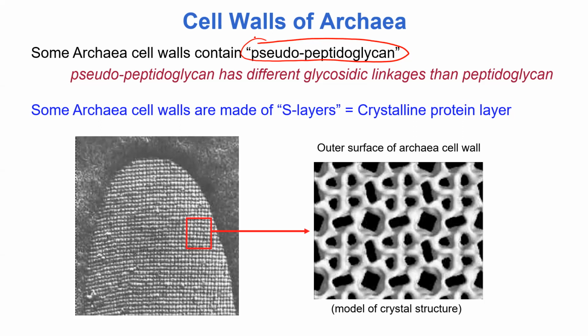Some archaeal cells also have these things called S layers. S layers are crystalline proteins, and you can see there's an electron micrograph image of what it kind of looks like. So anyway, something different because they are archaea. I'm going to come back and talk about archaea in a few minutes when we start topic 5.